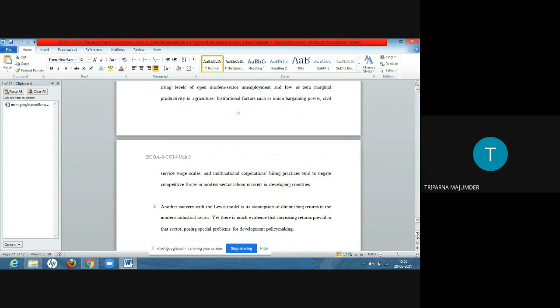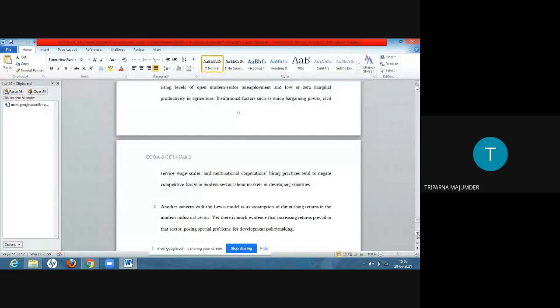We all know that wages rise in the urban sector and it is not constant. Here it is said that it is constant until the entire surplus labor is absorbed. This is not the case. Much before the surplus labor is absorbed, the wages in the urban sector tend to rise.